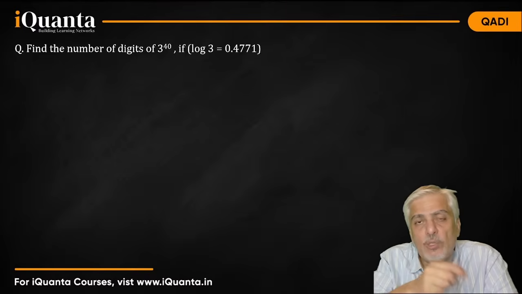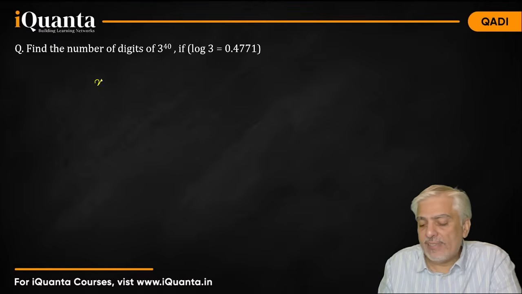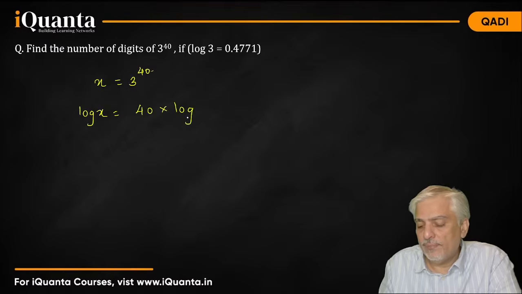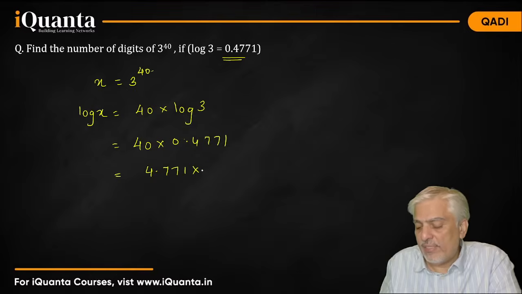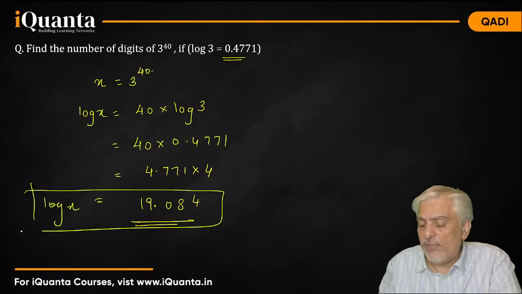It's a standard question. People who know the concept or know the logic do it very quickly. So you start by taking x is 3 raised to 40. Therefore, log x is equal to 40 log 3. Log 3 ka value is given, 40 into 0.4771. That is 4.771 into 4. 4 ones are 4, 4 sevens are 28, 28 plus 2, 30, 19.084. Log x is 19.084.